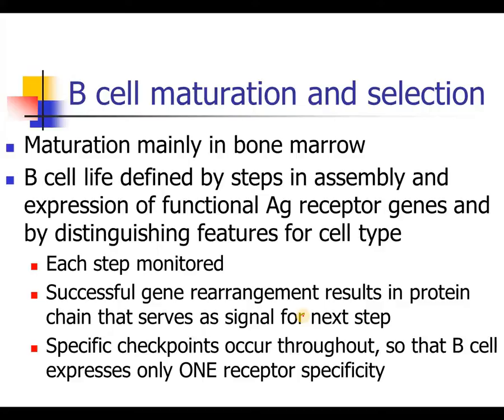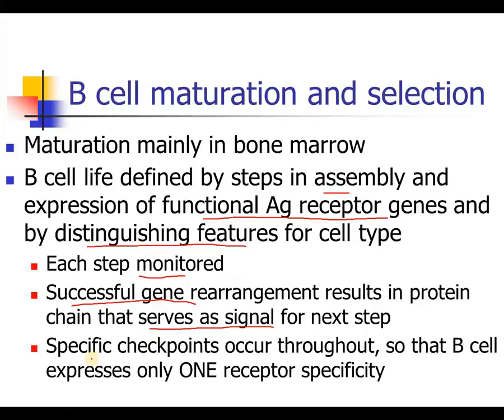So the initial environment and the final environment for the B cell is the bone marrow. And B cells are going to be defined by various steps in the assembly and expression of their functional antigen receptor genes, which is why I just described that, and by distinguishing features for each type of cell. Each step along the way is going to be monitored as the B cells are developed, and each successful gene rearrangement is going to result in a protein chain that serves as a signal for the next step, and you'll see that in just a moment.